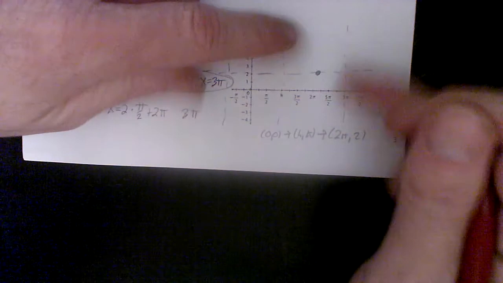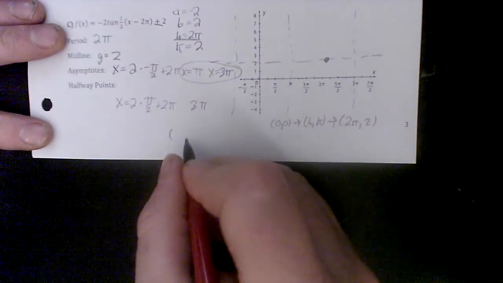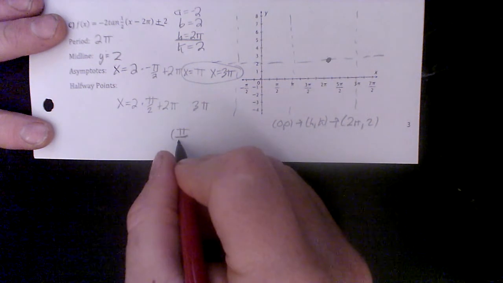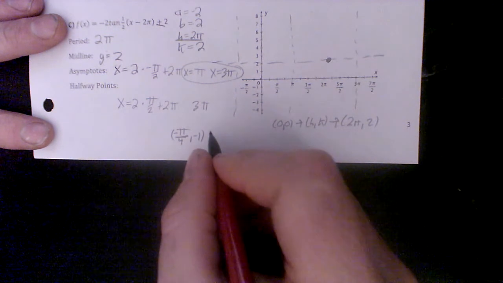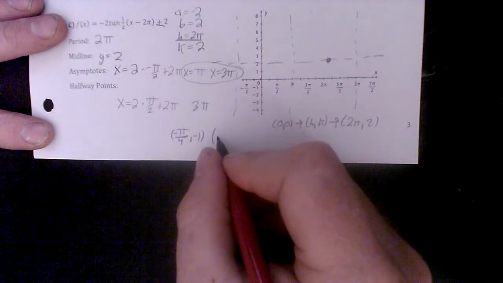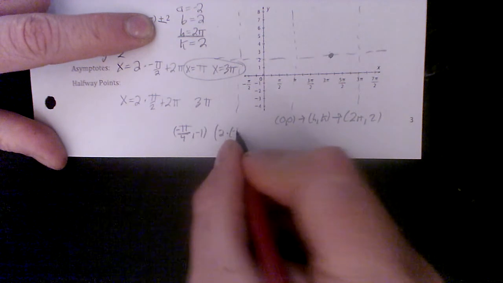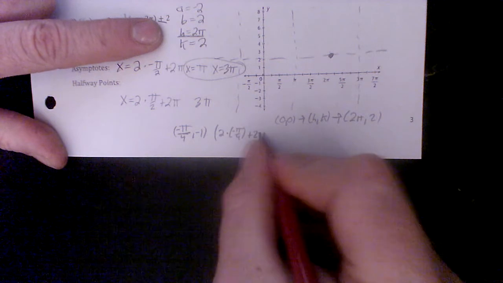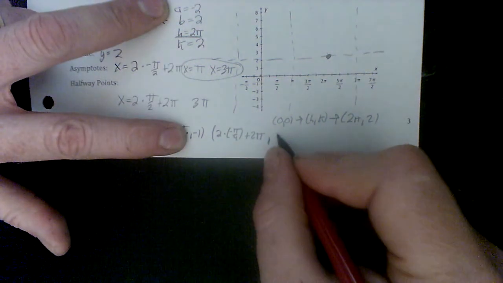And then we're going to get either points here and here or here and here, so let's do it. Here's how it happens. You used to have a point at negative pi fourths, negative 1. And what I do is I multiply it like this. I go B, which is 2, times negative pi fourths, plus H, which is 2 pi, comma, negative 1 times A, which is negative 2, so that's 2, plus K, which is 2.